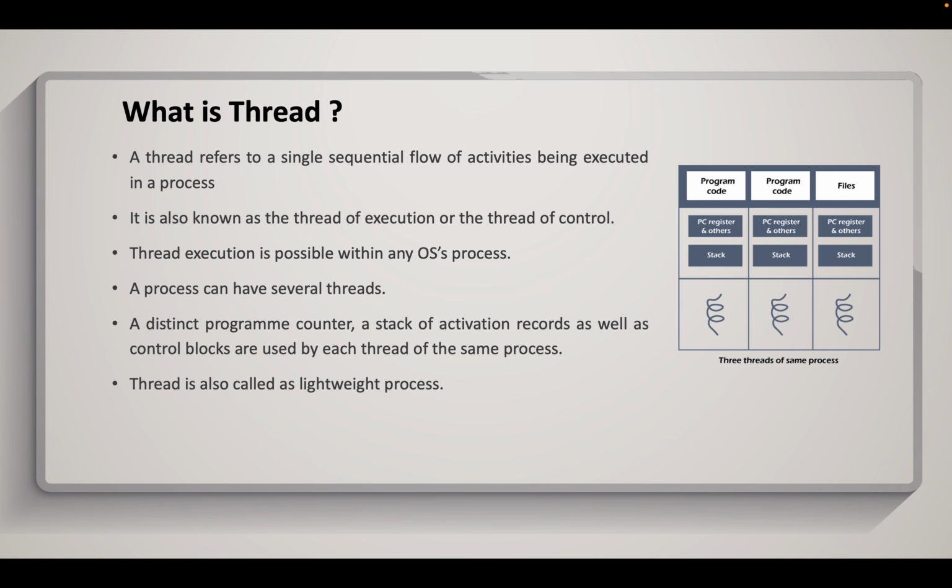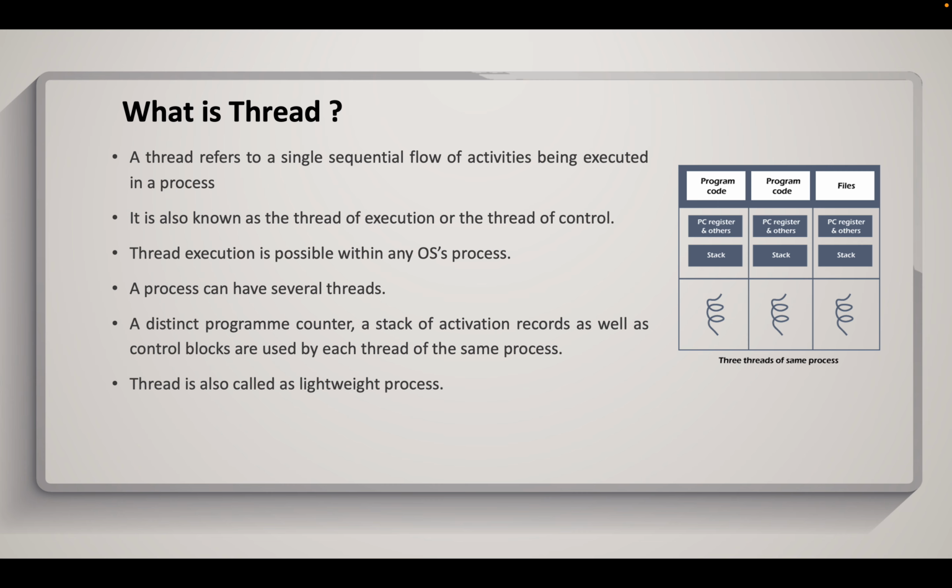What is a thread? We will come back to IPC after understanding threads. A thread is a lightweight process. We call it a thread of execution or thread of control. Thread execution is possible within an OS process. A process can have several threads. A distinct program counter, stack, activation records, as well as control blocks are used by each thread of the same process.